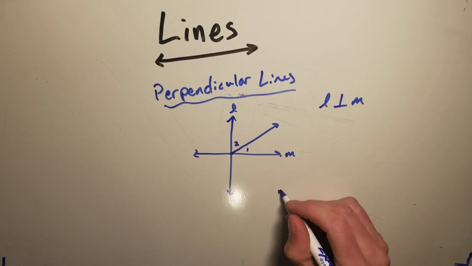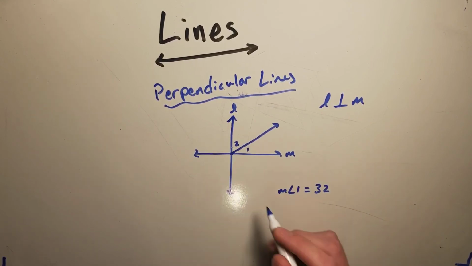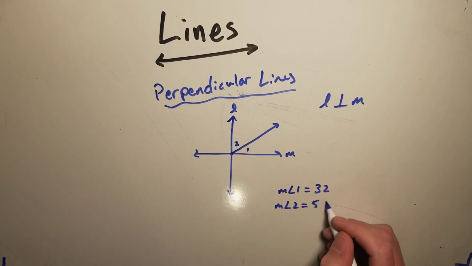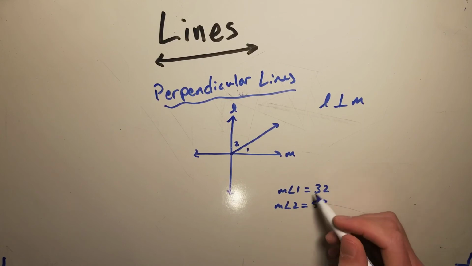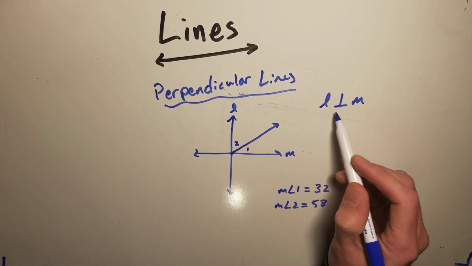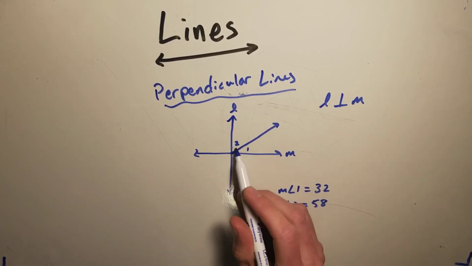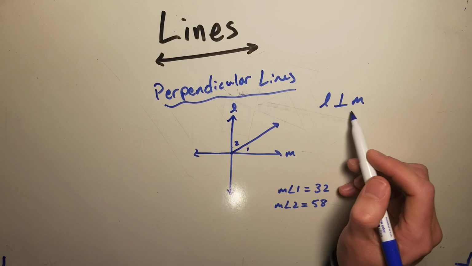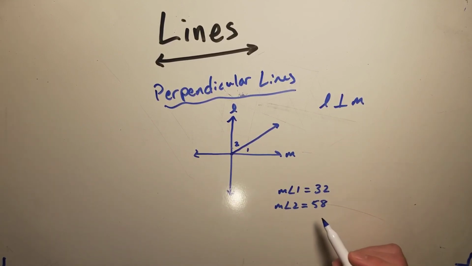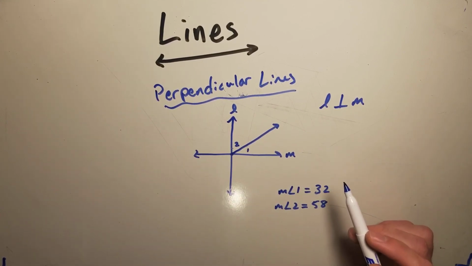So if we knew the measure of angle 1 was 32 degrees, then we would know the measure of angle 2 is 58 degrees, because they have to add up to 90. Now this is only going to work if we know that these lines are perpendicular. If they're not perpendicular, we don't know that that's a 90-degree angle. But if we know they are perpendicular, then we know that has to be 90, so we know they have to be complementary. So these are things that are going to come up and we can use to our advantage in the future.